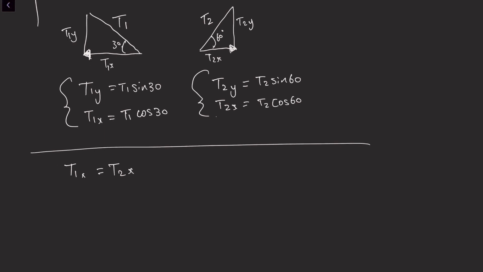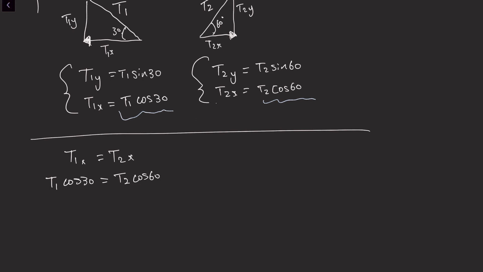So we've written this equation. They must be equal. Let's substitute in the rest of this equation. T1 of x we know is equal to T1 cosine 30, and T2 of x we know is equal to T2 cosine of 60. Now, I do recommend that you leave these not as decimals.